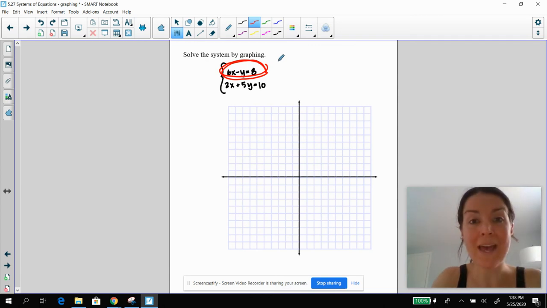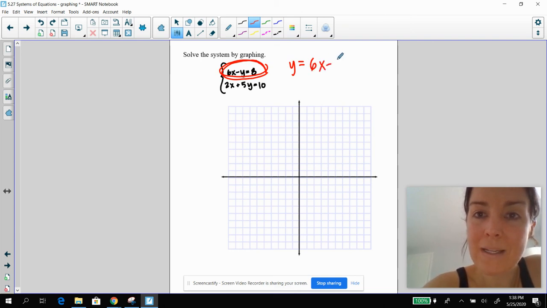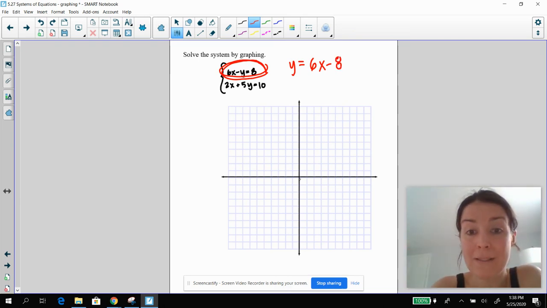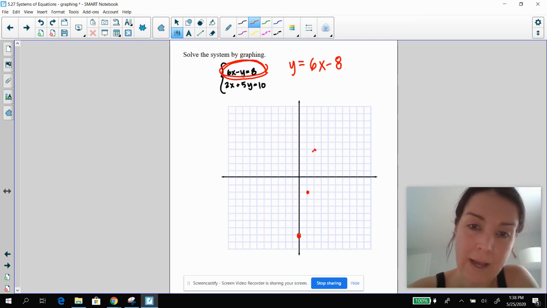Ugh. So instead, rewrite this and get it to be y equals 6x minus 8. So let's go down 1, 2, 3, 4, 5, 6, 7, 8. And I'm going to go up 1, 2, 3, 4, 5, 6 over 1. 1, 2, 3, 4, 5, 6 over 1. All right. Got it.